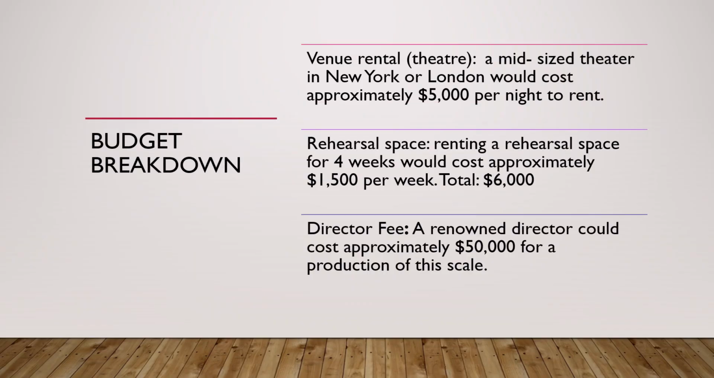So for our budget breakdown, we do have a couple of slides for this, just because there was a lot to go through and try and figure out. So our beginning venue rental, we wanted either London, New York, something like that. Probably cost us about $5,000 a night. Rehearsal space, just to get the actors going, for about 4 weeks is about $1,500 a week, totaling about $6,000.